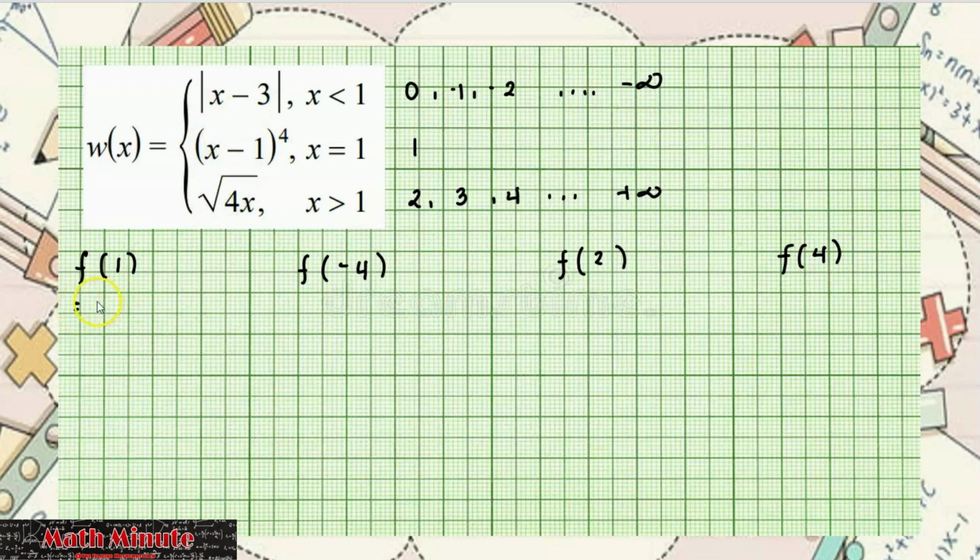So we will substitute it here. So this will be 1 minus 1 raised to 4. That will be 0 raised to 4, and that will be 0 only. So f of 1 is equal to 0.